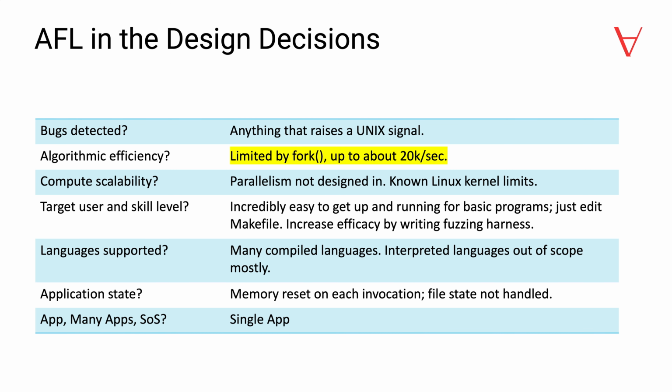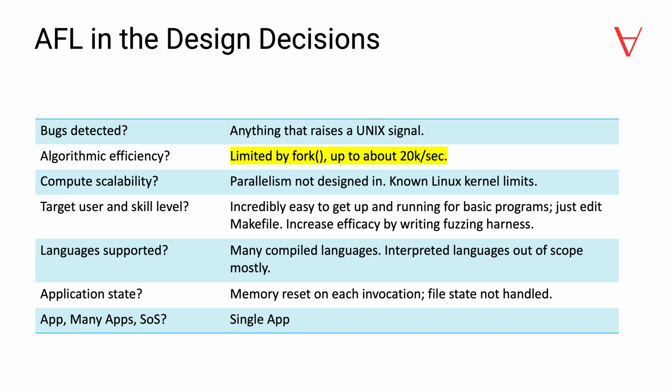So AFL, on the design decision, decided to detect bugs that raise a Unix signal. And that's why AFL has been so successful in finding things like buffer overflows, because those by definition will just raise a Unix signal the first time you trigger them. The algorithmic efficiency, really what we've learned since AFL has been released is it's been limited by 4.